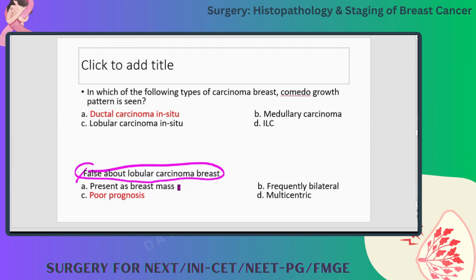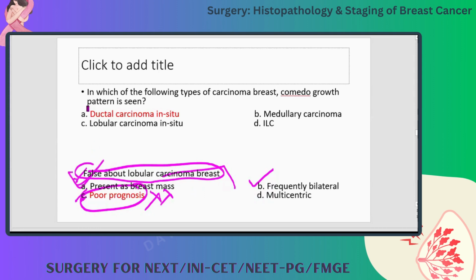Yes, sir. Frequently bilateral? Yes. Multifocal and multicentric? Multicentric, yes. So poor prognosis, this is obviously the answer. Once you know the other options perfectly, you can go with the answer. It has good prognosis compared to IDC. So this is the answer.